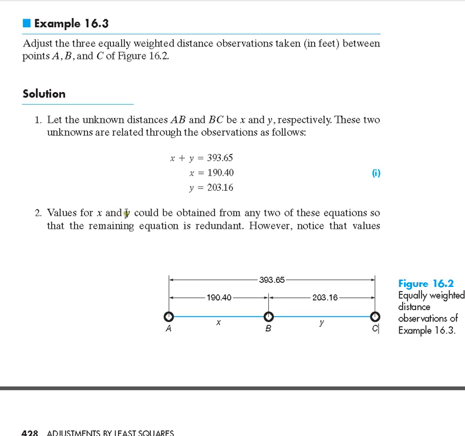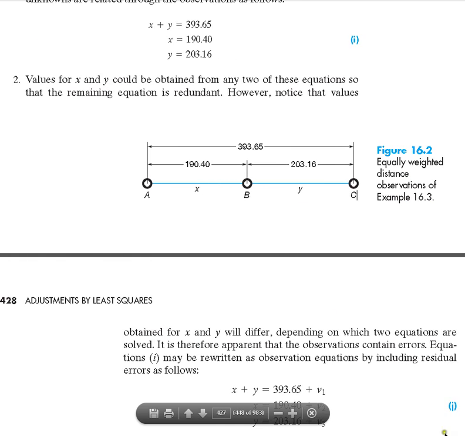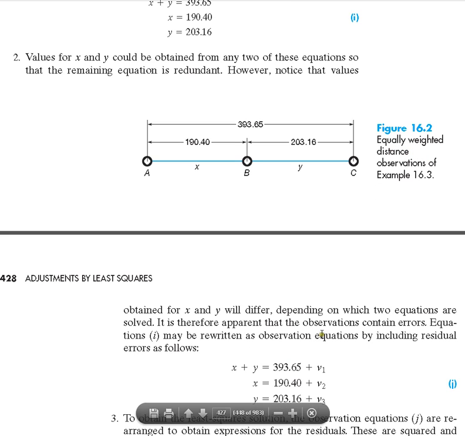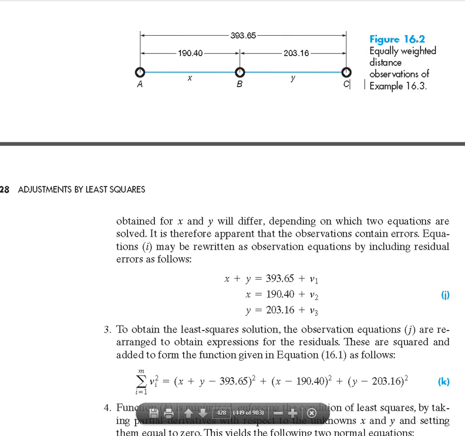Now, values for X and Y could be obtained from any two of these equations, so the remaining equations are redundant. However, notice that the values obtained for X and Y will differ depending on the two equations that are solved. It is therefore apparent that the observations contain errors. So we're saying if you add these two together, it's not going to give you the total of this value here. So we know that there's some type of error in there.